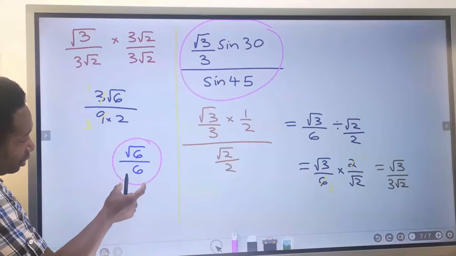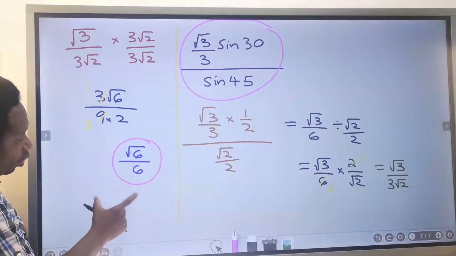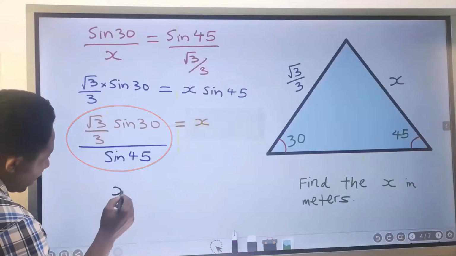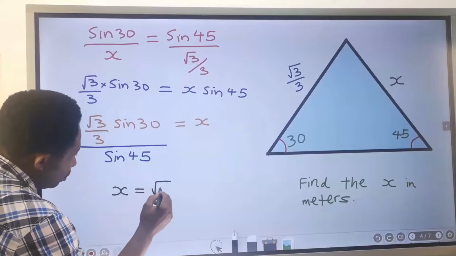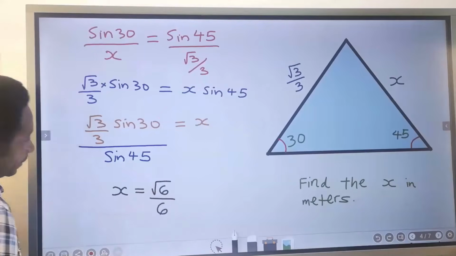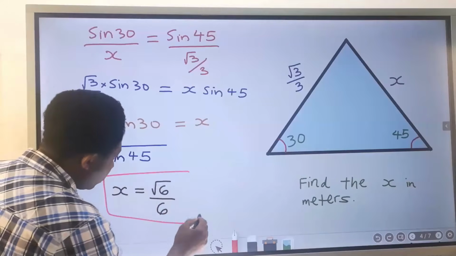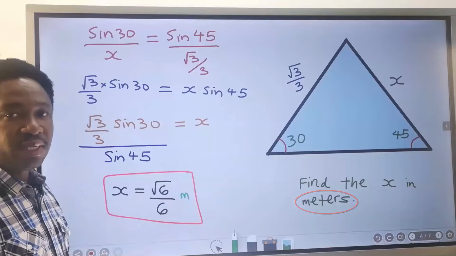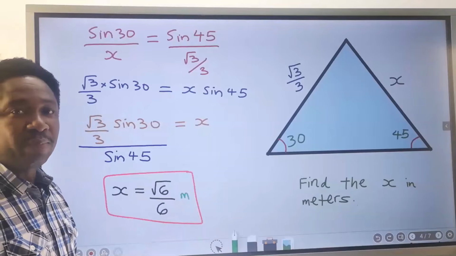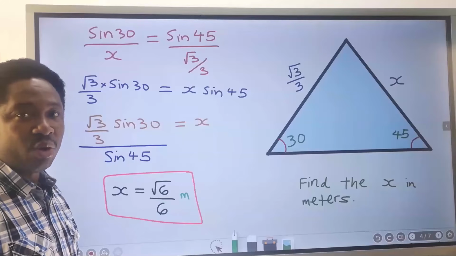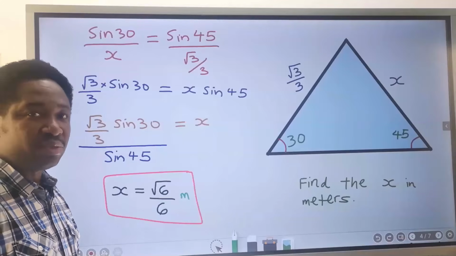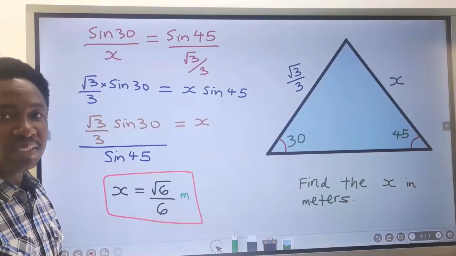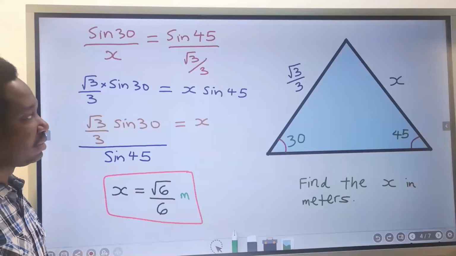I'm going to input this answer, which we obtain by simplifying this, and I will have that x is the square root of 6 divided by 6, and this becomes our answer in meters. It is important to know when to apply Pythagoras theorem or SOHCAHTOA or the sine rule or the cosine rule, because this is an important skill when solving problems in trigonometry.